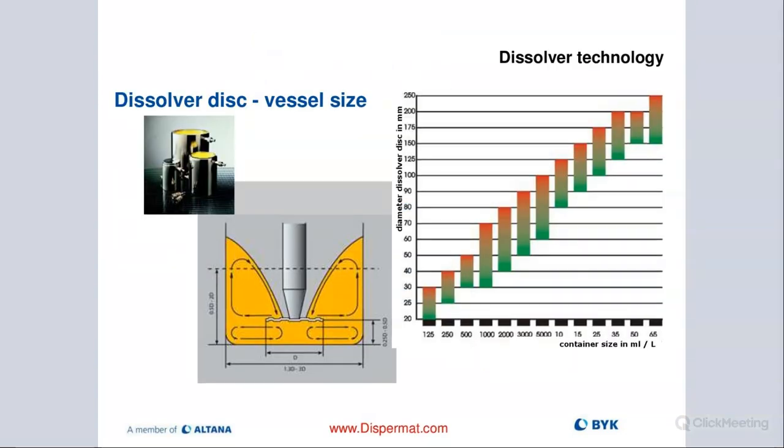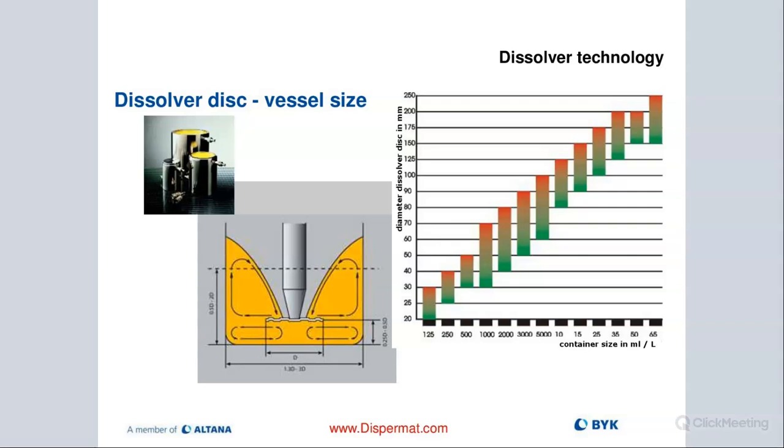So what is important in our first step when we're pre-dispersing is the dissolver disc ratio to the vessel diameter. Usually the rule of thumb is about 1/3 of the diameter of my vessel should be the blade diameter. There is a nice table. We also have it online. You can look at it here. That kind of breaks it down. So there is not one blade that fits all different sizes. There is a range of blades.